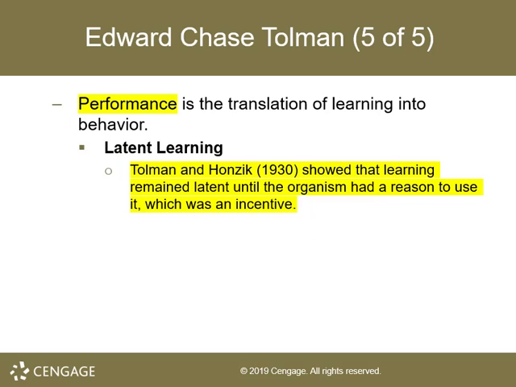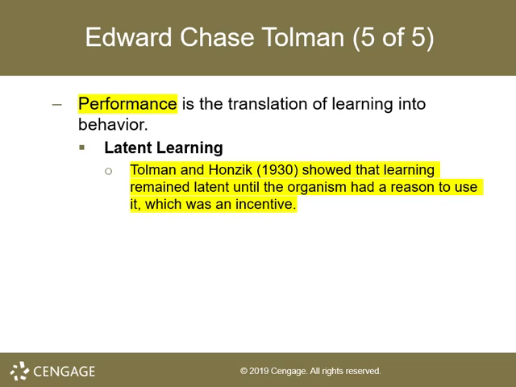So performance, from Tolman's perspective, is the translation of learning into behavior. So we learn something, and it just sits there. And then when we actually do something about it, when we perform it, that is the translation of learning into a behavior. Now, this brings up the idea of latent learning. The idea that we may learn something, but we do not have the ability to display it or reveal it to someone unless we have some sort of motivation to do so. So up until that point, it may be latent learning.